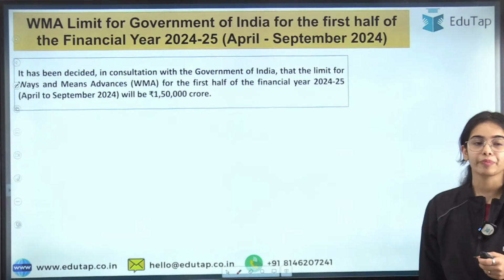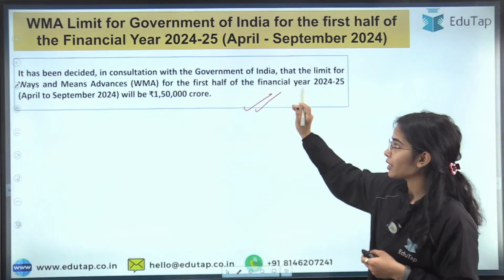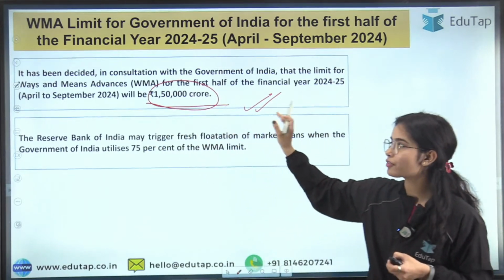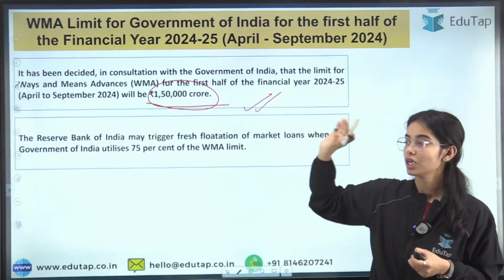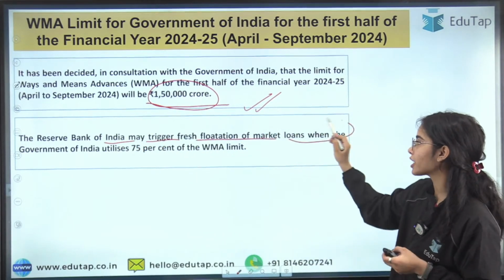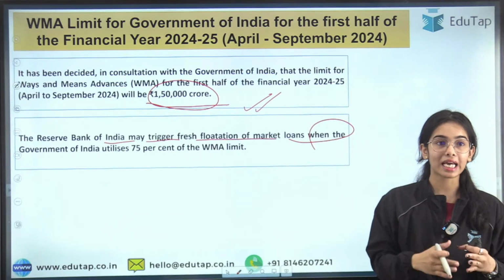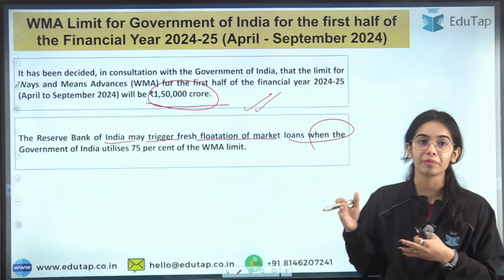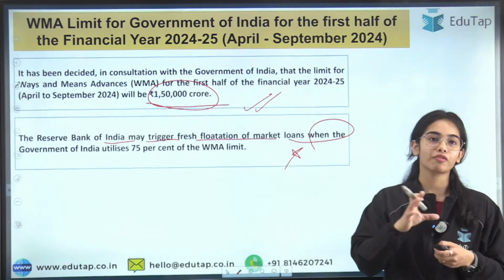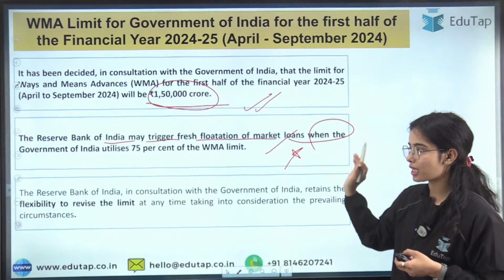Government of India. Now, this is the news article that you have to remember, that the Reserve Bank of India has decided this limit for the first half of 2024. That is the new financial year. RBI may trigger fresh flotation of market loans when the Government of India utilizes 75% of the WMA limit. So that means the government is going to require further money. So for that, government securities are released.